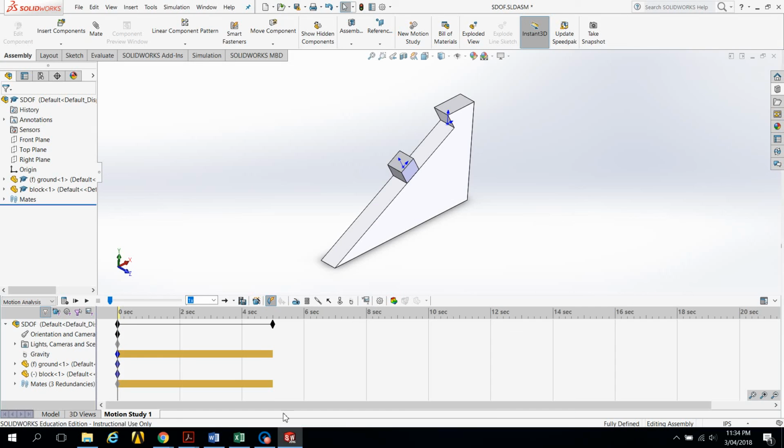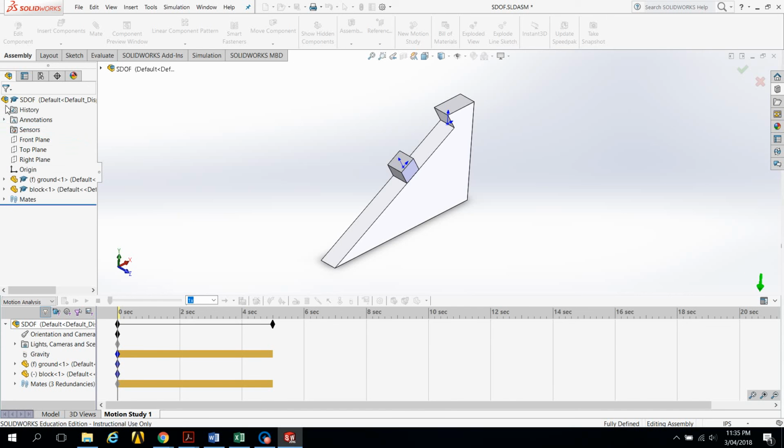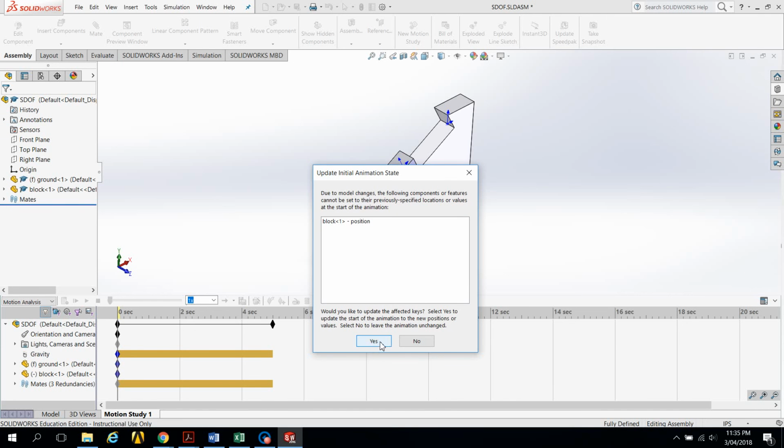Did I choose the Y direction? Actually it's on the Z direction, so I have to change that. Delete. And now it's working.